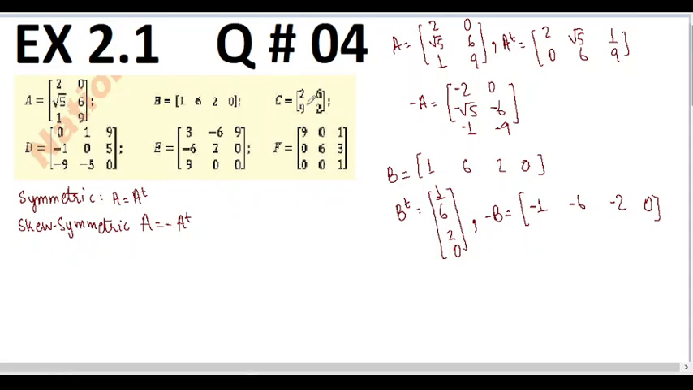Now we are going to find it for C. So C equals [2, 6; 9, 2]. Let me check it again. Yeah, it is 2, 6, 9 and 2. Okay.